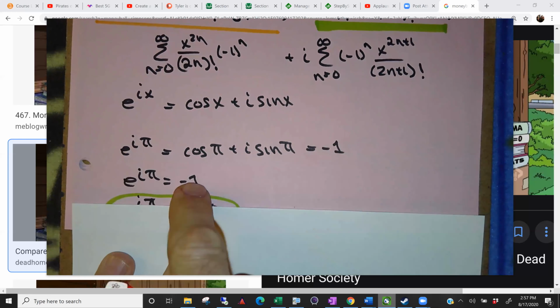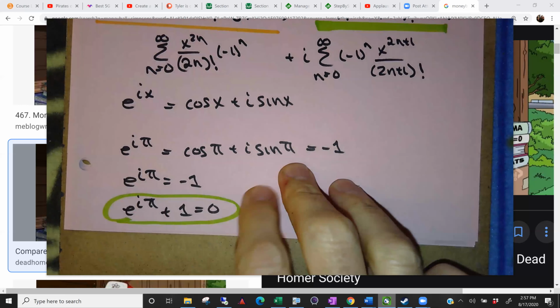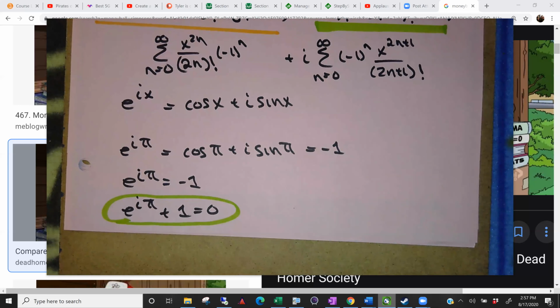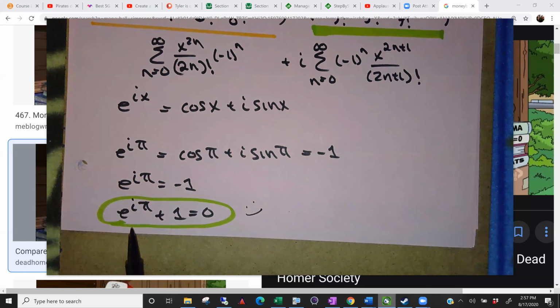Or if you move that to the other side of this equation, you get this beauty. Wow, that's a sexy looking equation. That's cool. The 5 most important constants in math all in one simple equation, e, i, pi, 1, and 0. Absolutely the Fab Five there in terms of mathematical constants, all in one equation.